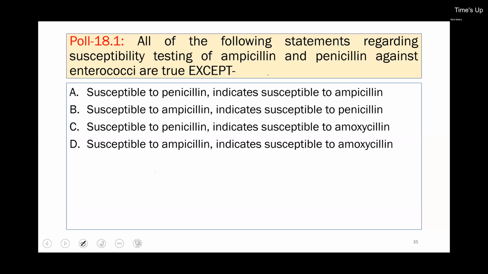I displayed the results. First, the majority opted for option B. So one by one we'll see the questions.